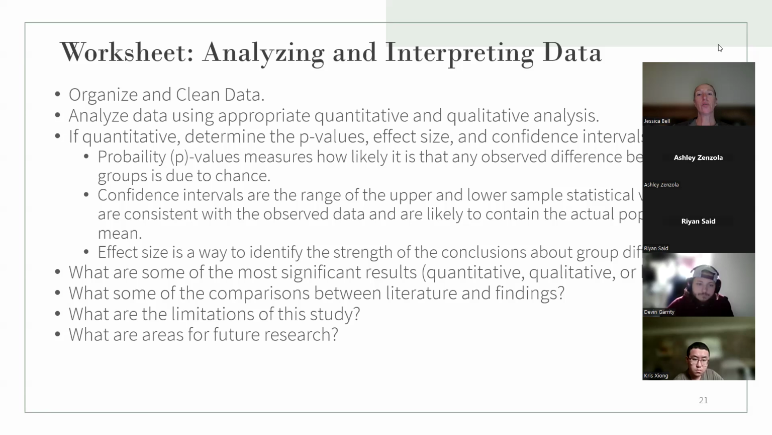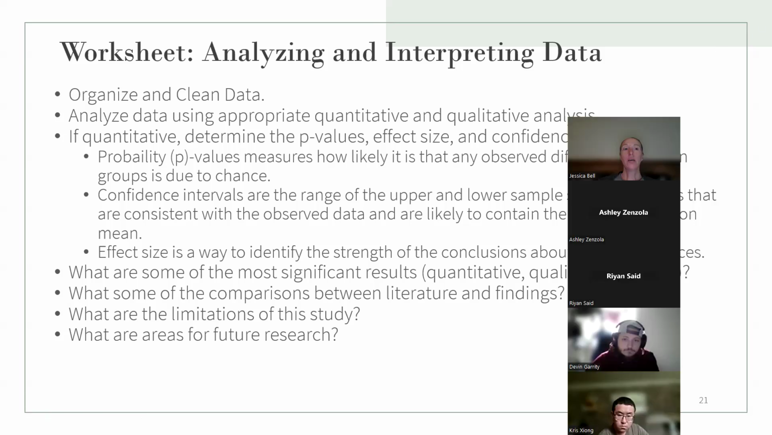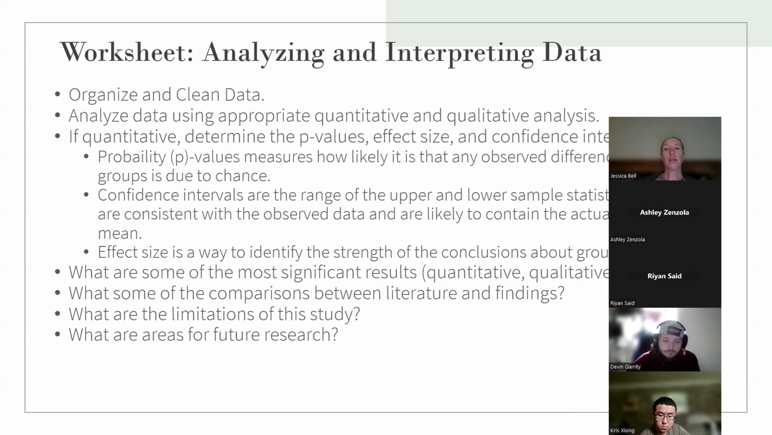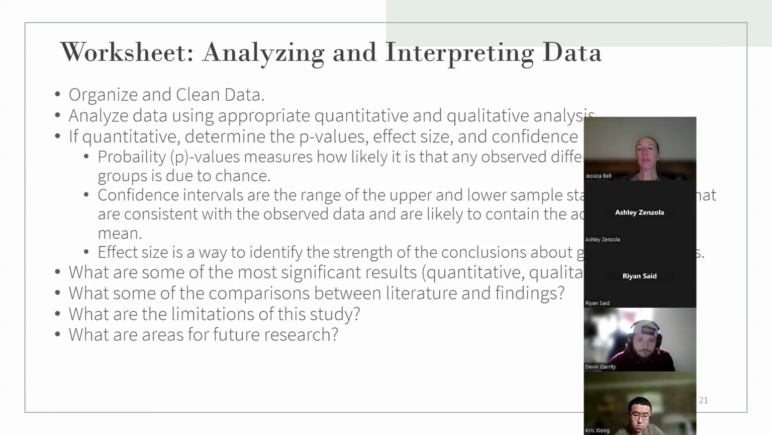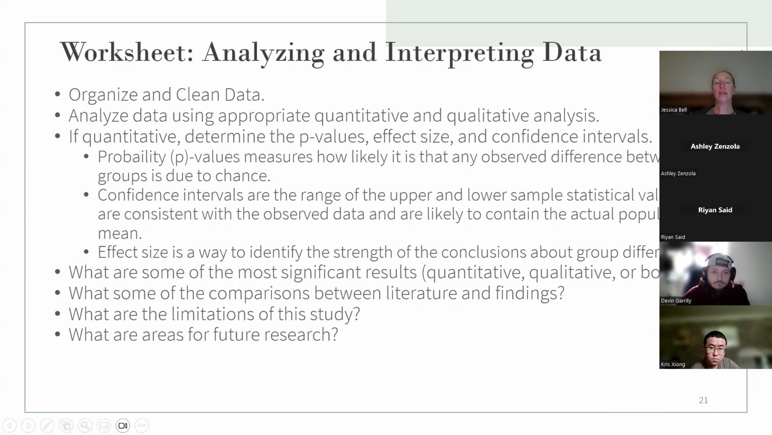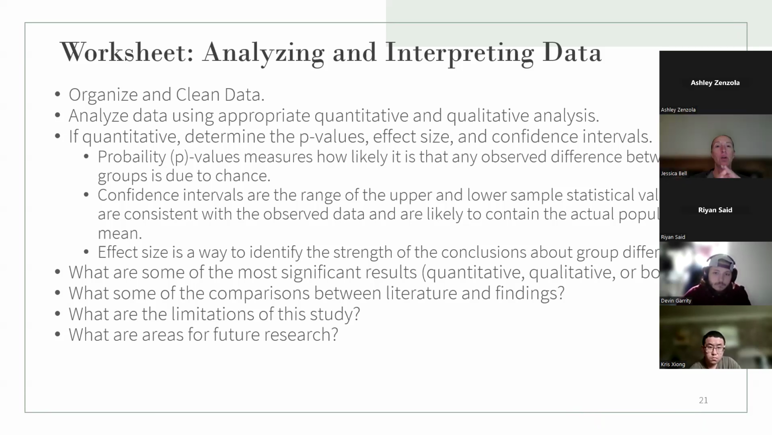Confidence intervals are the range of the upper and lower sample statistical values that are consistent with the observed data and are likely to contain a population mean. And then effect size is a way to identify the strength of the conclusions about group differences. What are some of the most significant results? So these are questions when you're seeing the data and you're seeing it come up. What are the most significant results?